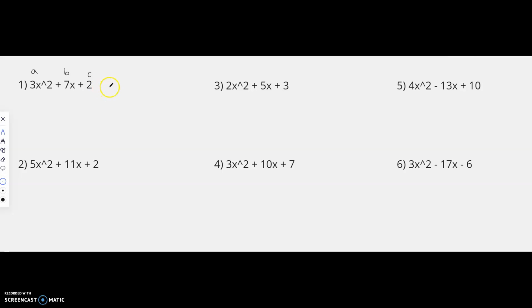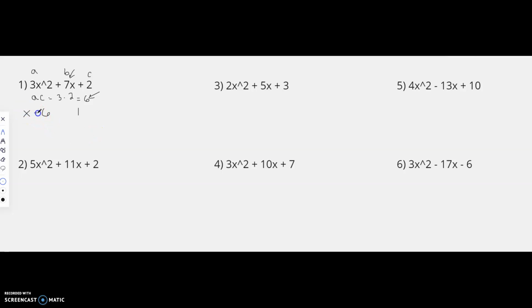Well, we call it the AC method because you take the A and the C number, in this case 3 times 2, multiply it to get 6, and then the question we ask is what factors of 6 add up to the B number, 7. Alright, so if you think about that, what factors of 6 add up to 7? The only ones that work are 6 and 1. The numbers 6 and 1. 6 times 1 is 6, 6 plus 1 is 7.